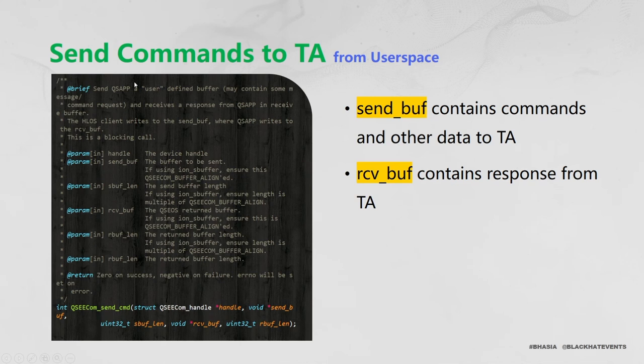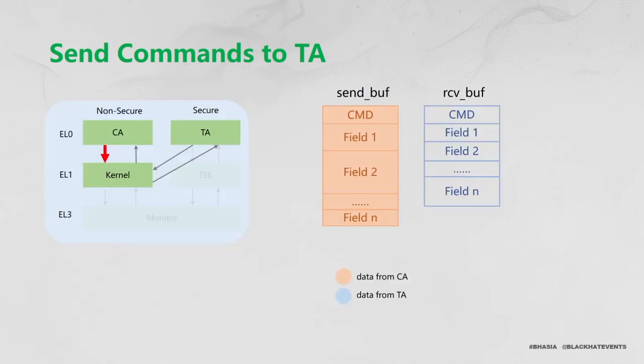Before that, we'll take a look at how commands are sent from the user space to the TA. Here is a very basic send command API that contains no shared memory feature. It will have the send buffer and its length, and the receive buffer and its length. When the process is happening, it will call ioctl to the kernel driver, and the kernel will route to the TA. After the process, the TA will write the result of this invocation to the receive buffer. And finally, the kernel will return the result and the control to the user space. It's very simple and straightforward.